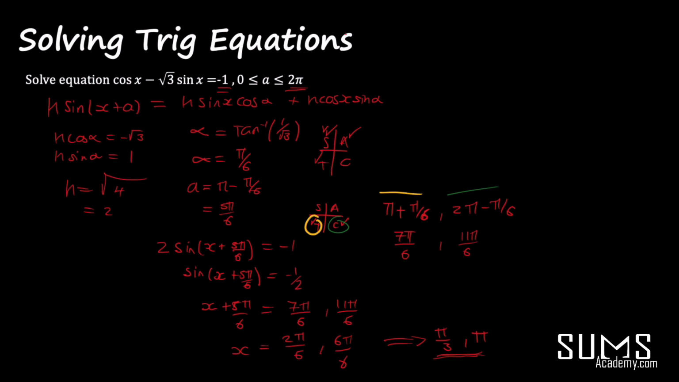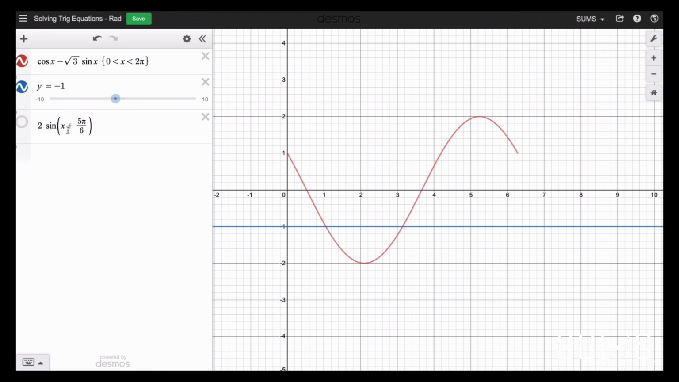Let me just bring up the graph. Like in the question, 2 sine of x plus 5 pi over 6 here. When is it equal to -1? Well, at pi over 3 and pi. Okay, it's when this graph is equal to that value, twice.